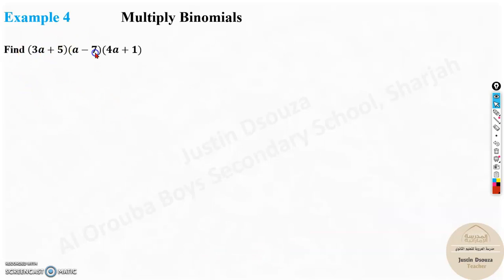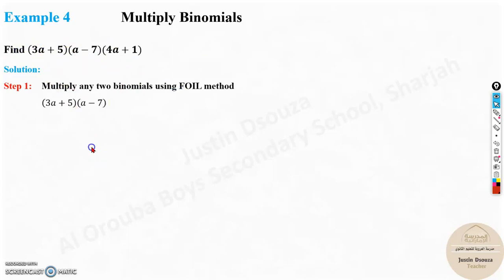Now you have got three binomials. How would you solve? Very simple. Take any two binomials and solve them first. We have considered the first two. Over here, the first terms: 3a times a. Outer: 3a times minus 7. Then inner: 5 times a, and last terms: 5 times minus 7. Now all you need to do is simplify.